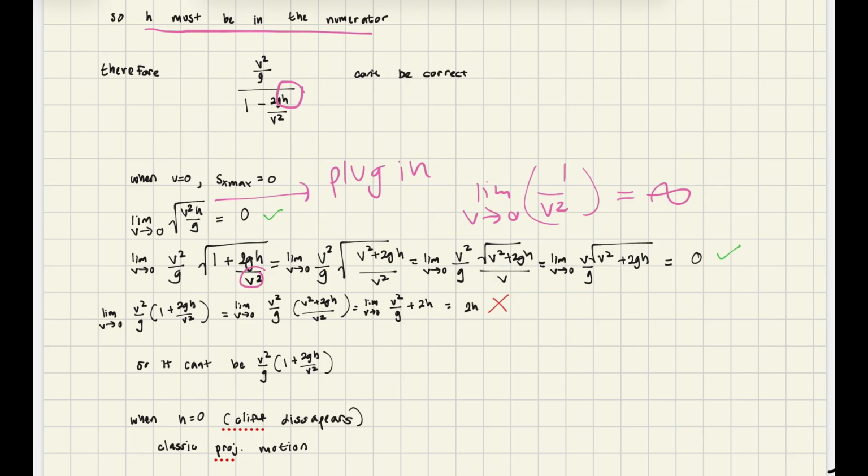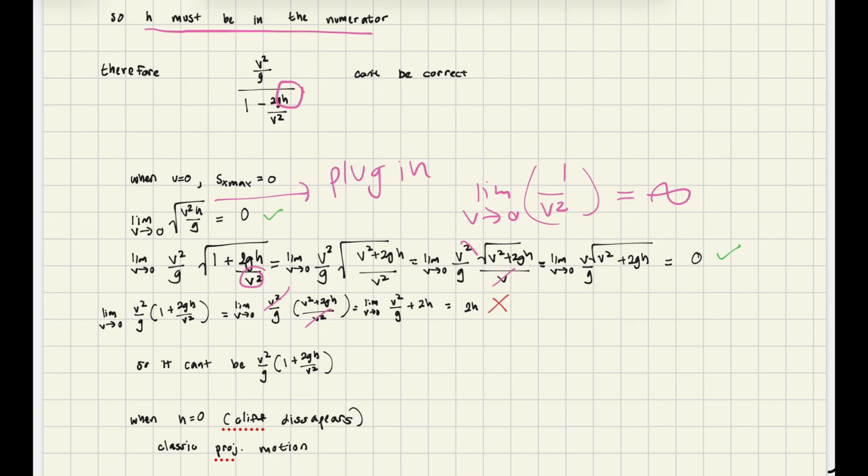So we're just going to rearrange. For both of them, we have the 1 plus 2gh over v squared. We're going to make the 1 into v squared over v squared, and then we're going to get v squared plus 2gh over v squared, and cancel out things from there. And we see that the one with the square root goes to 0, but the one without the square root goes to 2h.